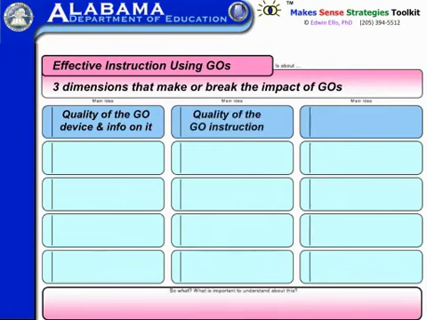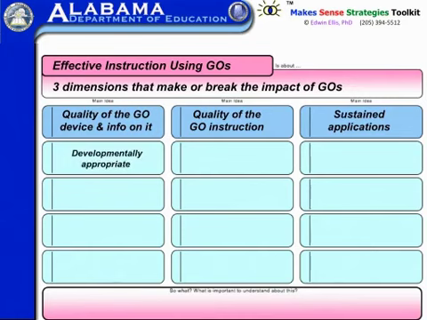Second main idea we're going to look at is the quality of graphic organizer instruction. So we're not talking about the device, we're talking about how teachers use the device when teaching. And finally, the other critical dimension of this is sustained applications, which basically means using them on an ongoing basis.